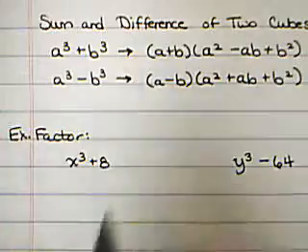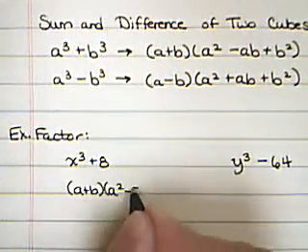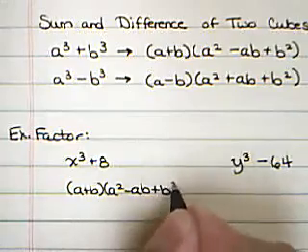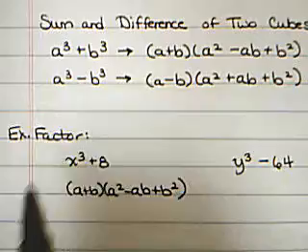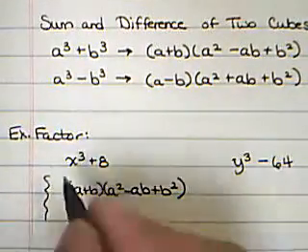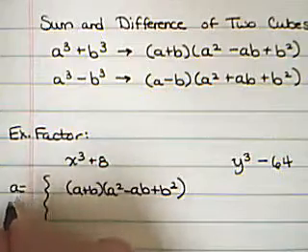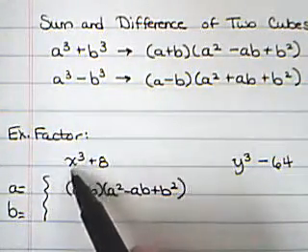So in this first case, I would write the formula down that I'm going to use. Because there is a plus sign, I'm going to use the formula a plus b times a squared minus ab plus b squared. The more you write the formula down, the easier it is to remember. The next thing that I'm going to do is out here to the side, I'm going to do my scratch work. I'm going to write down what a and b actually are.